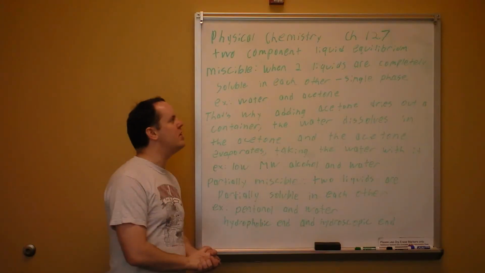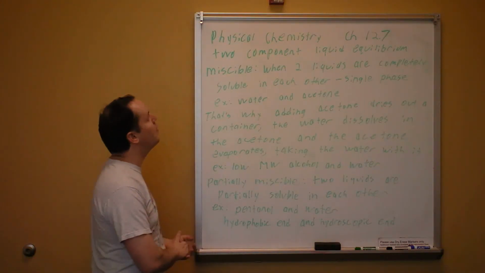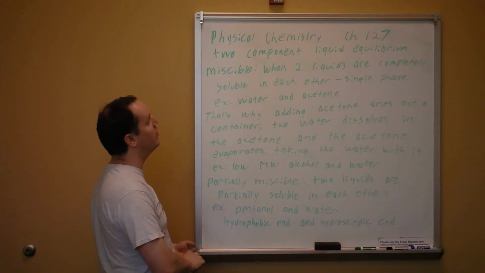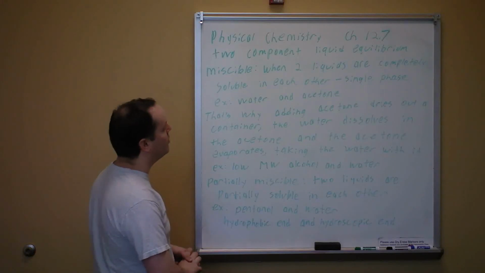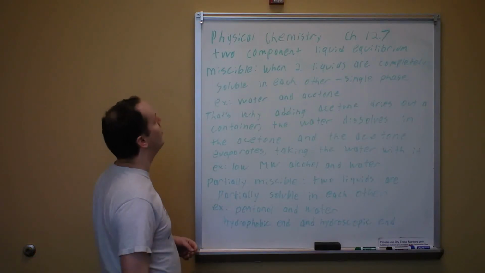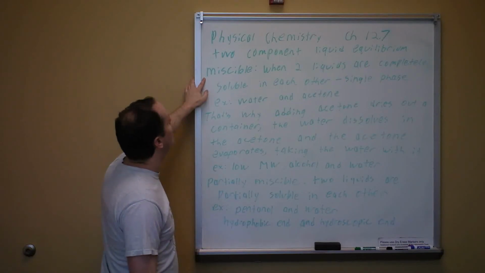We're in Physical Chemistry, Chapter 12. We are now beginning Section 7. In Section 7, we're going to be talking about two-component systems that are in liquid equilibrium. So we're going to have to talk about a couple of definitions of what can happen when you mix two liquids. One is that they're miscible.